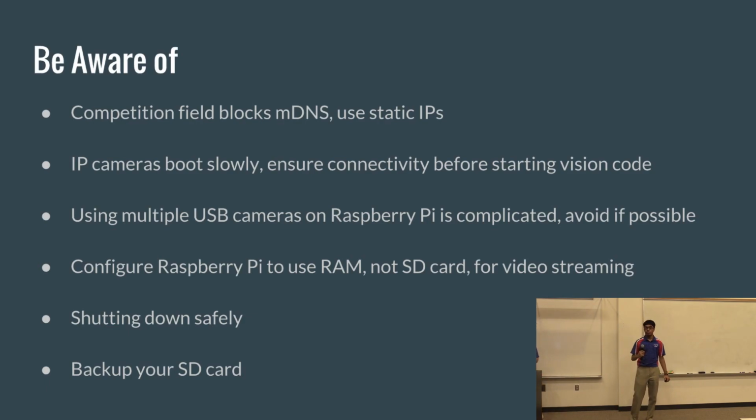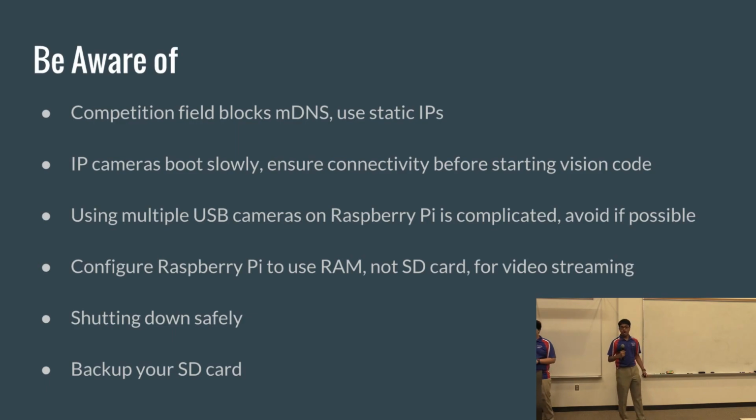Another thing to be aware of, you should have a method of making sure that your coprocessor, your Raspberry Pi, is shutting down safely. If you just cut power to the Pi without shutting it down properly, you risk losing your data, corrupting your file system, and maybe damaging your hardware. So make sure that you have a way that at the end of the match, the Raspberry Pi will know to shut down so that you don't lose any of that.